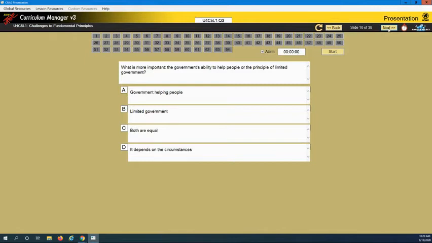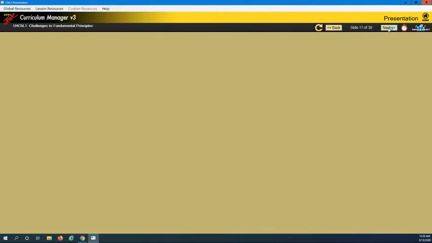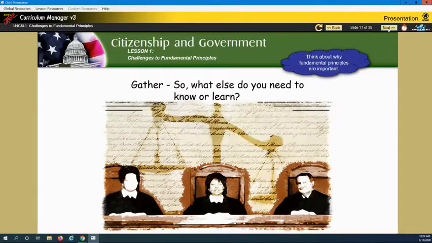There's another question. Or people who are in our country illegally, should they be authorized government benefits? And now we wait for the page to load. There it comes.